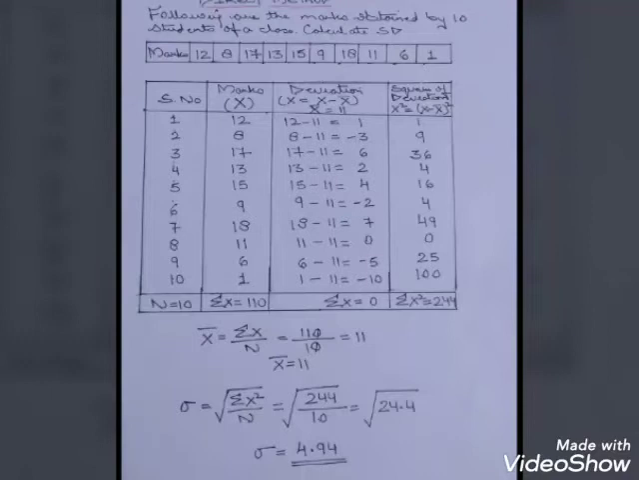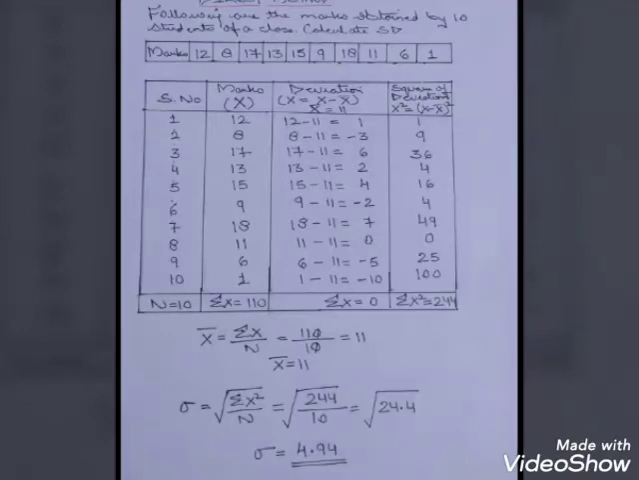Now I will explain to you standard deviation by direct method through the data which is being given over here, and the data is of the marks of 10 students obtained by them. And what we have to do, we have to calculate standard deviation. So if you see the data, the marks of 10 students are 12, 8, 17, 13, 15, 9, 18, 11, 6 and 1.